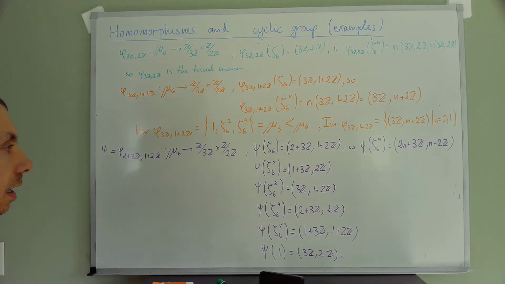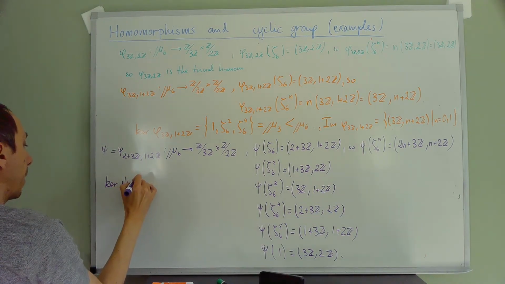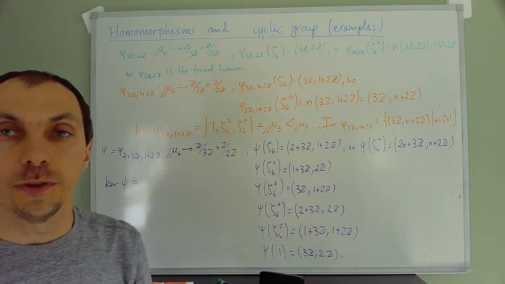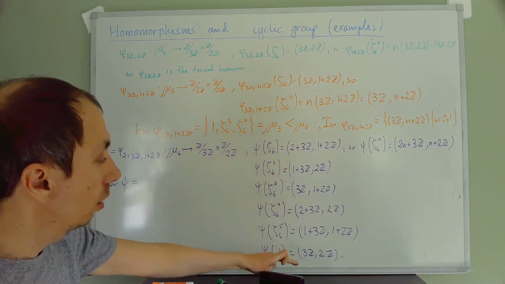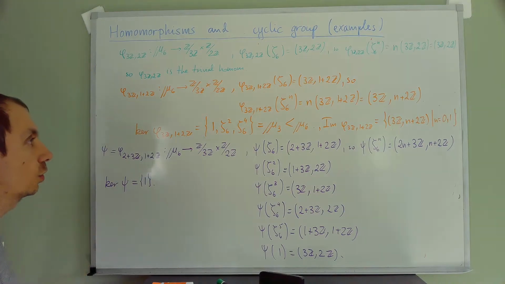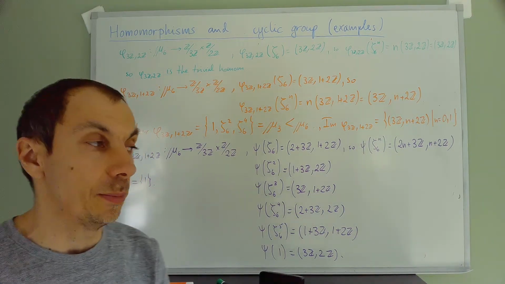Okay. What's the kernel? Which power of the 6th root of unity, zeta 6, is mapped to the identity? Only one of them. Just one element in mu6 is mapped to the identity in the other group, so the map is injective.